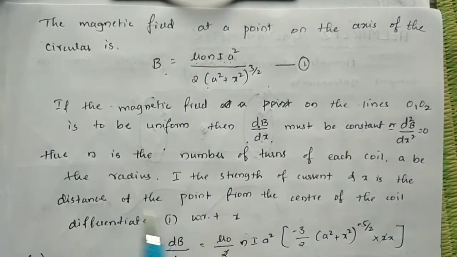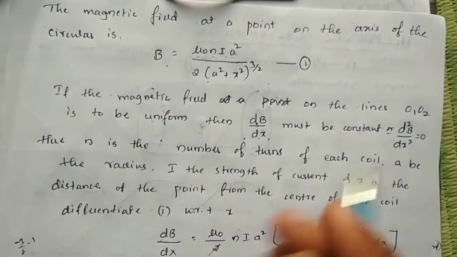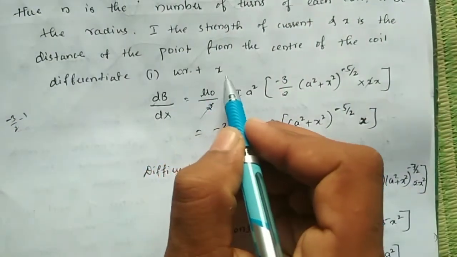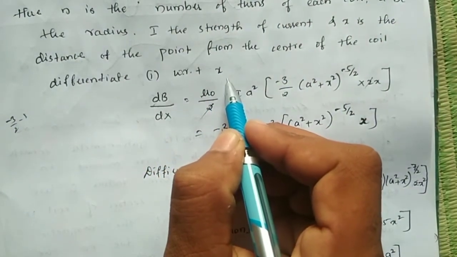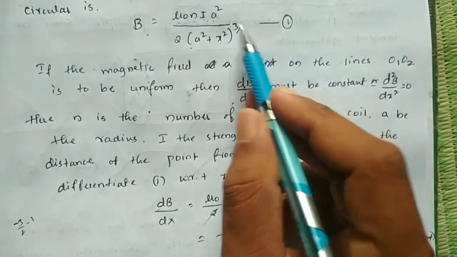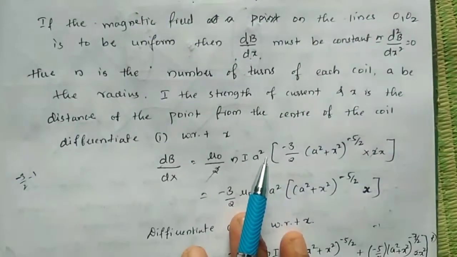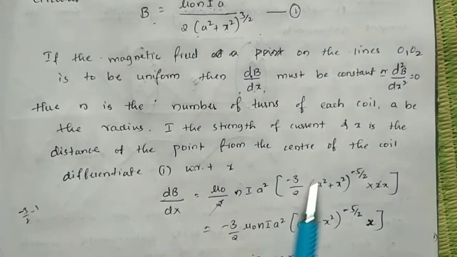These are written here. And differentiating equation number 1 with respect to x. Okay, so here equation number 1 is there, and you have to differentiate this term with respect to x. Then differentiate that above equation.